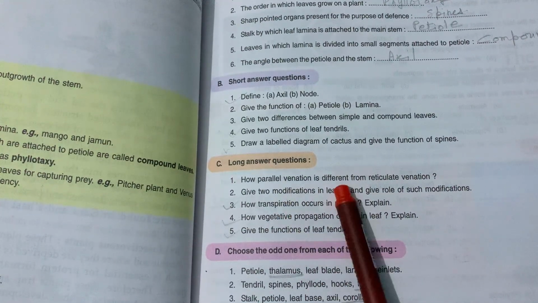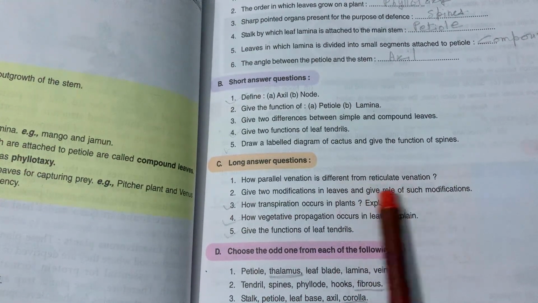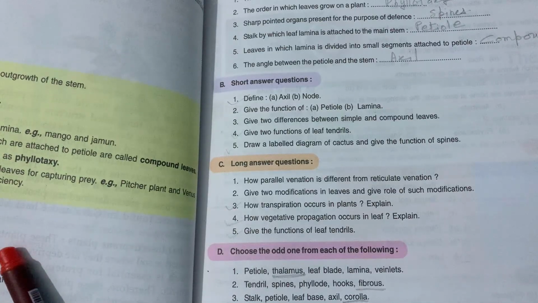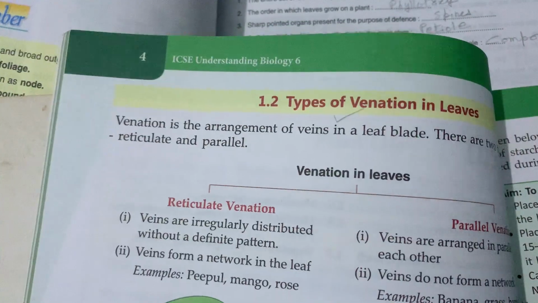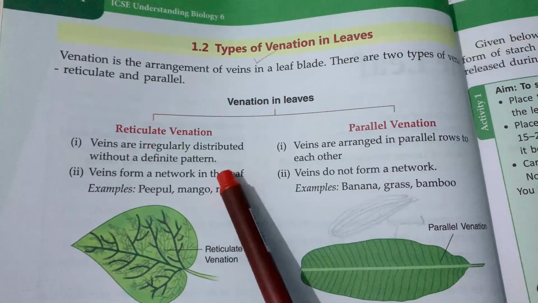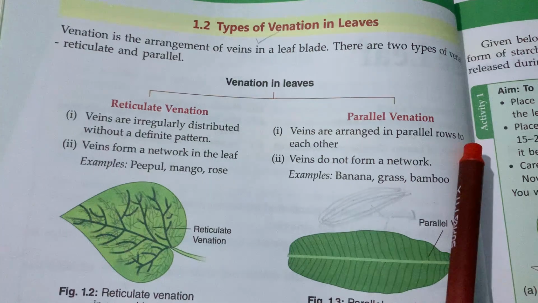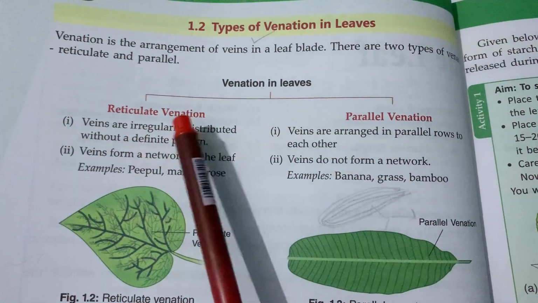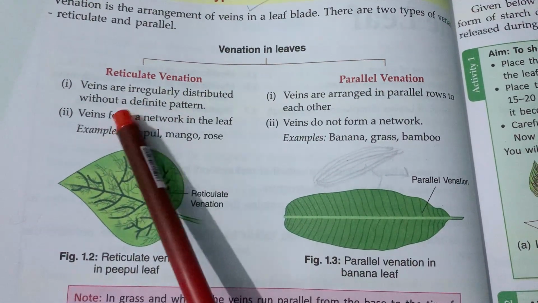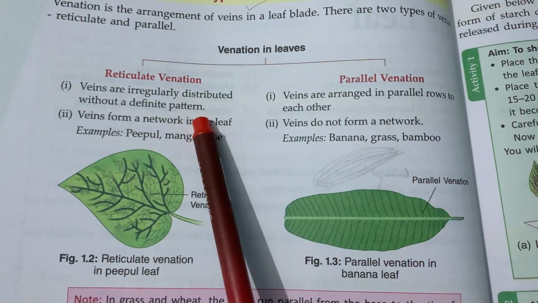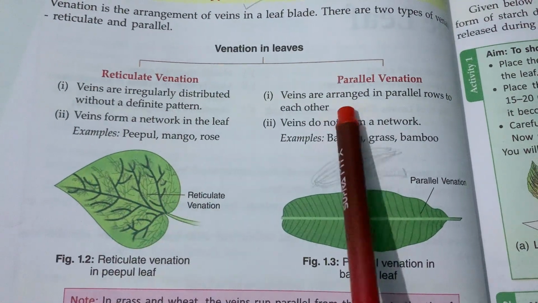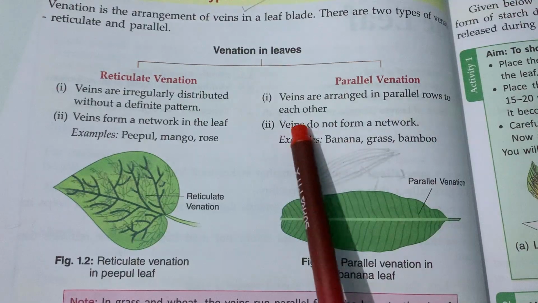Now, how is parallel venation different from reticulate venation? You can see it here, reticulate venation and parallel venation are different from each other. In reticulate venation, veins are irregularly distributed without a definite pattern. You can see it over here. In parallel venation, veins are arranged in parallel rows next to each other.